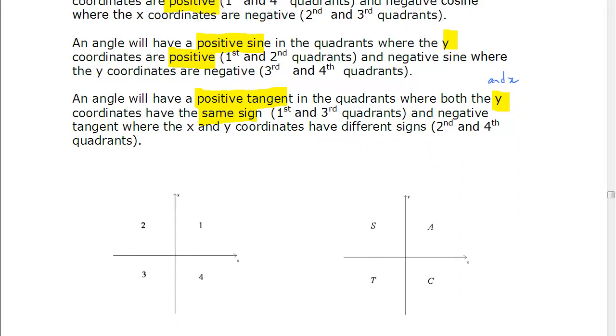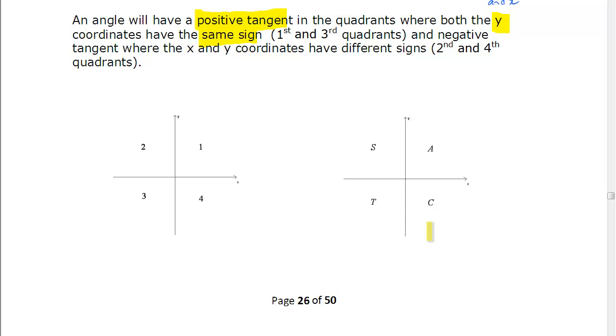So we can see in these diagrams here, quadrants 1, 2, 3, and 4: all things are positive in quadrant 1, sine is positive in quadrant 2, tangent, or tan, is positive in quadrant 3, and cosine is positive in quadrant 4.